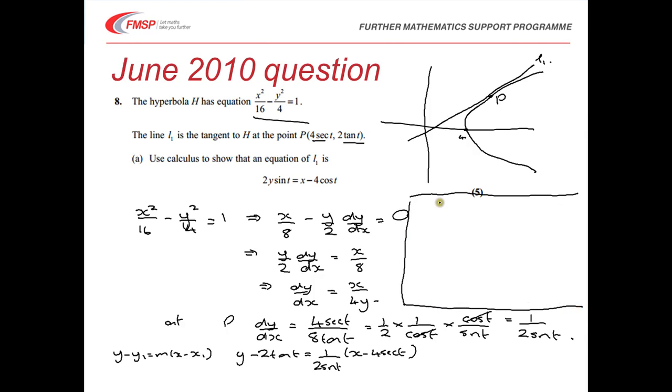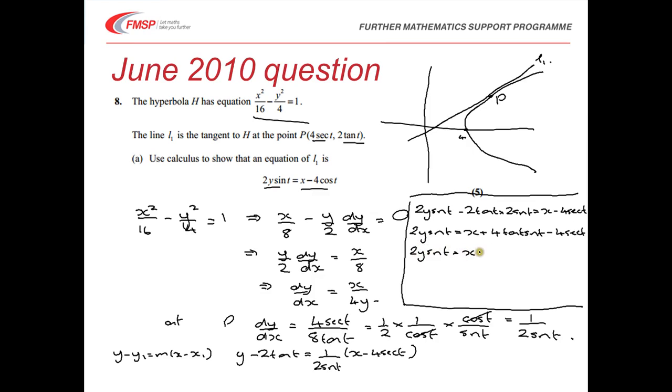The next thing I'm going to do is multiply through by 2 sine t, so that will give me 2y sine t minus 2 tan t times 2 sine t equals x minus 4 sec t. And I can see this is getting close to this kind of equation, so I'm going to leave the 2y sine t there, leave the x over there, and add on the 4 tan t sine t, and then we've got minus 4 sec t. So this looks quite close to what we need. I just need to work on those terms.